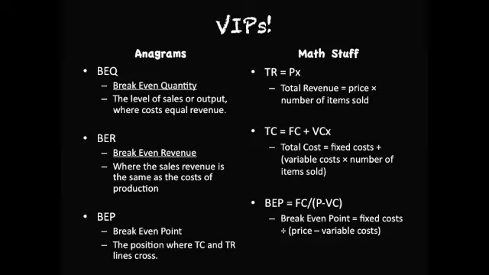There are some acronyms: the BEQ, the break-even quantity; the BER, the break-even revenue; and the BEP, the break-even point. Also some math formulas. The total revenue equals price times the number of items sold. The total cost is the fixed cost plus the variable cost times the number of items sold. The break-even point is the fixed cost divided by the price minus the variable cost.